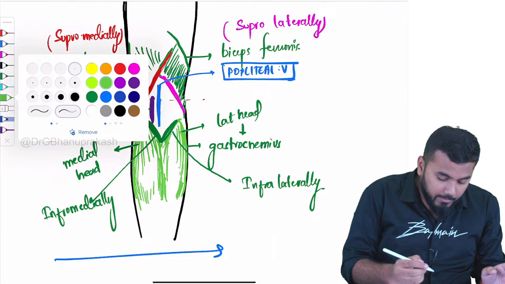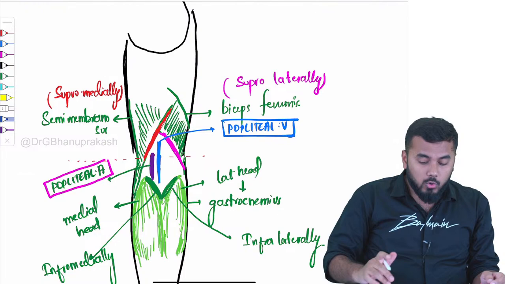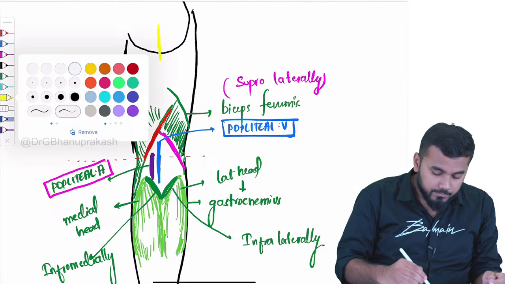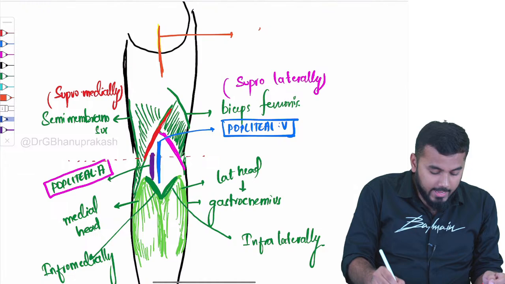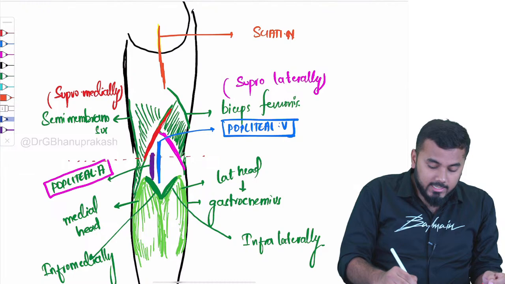If you remember the nerve supply, I told you that you got a nerve here. What is the name of the nerve? Can anyone tell me? You got a nerve like this. What is this nerve? This nerve is called the sciatic nerve. Very good. I already told you that the sciatic nerve will come down like this, right?